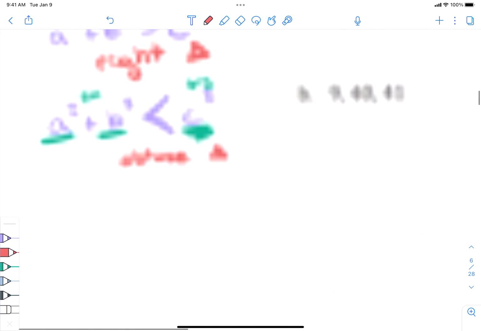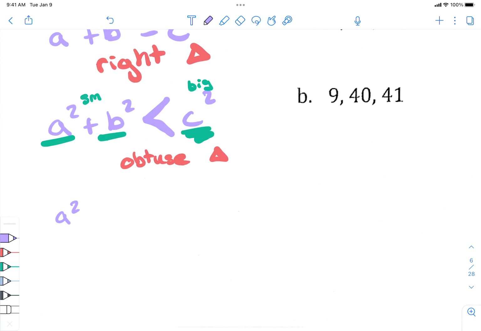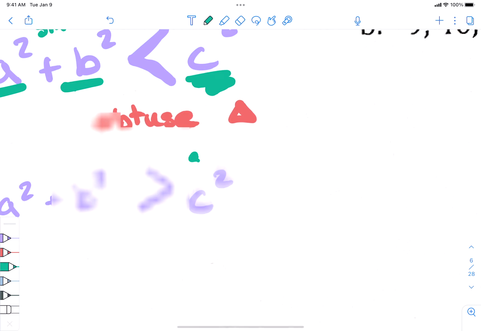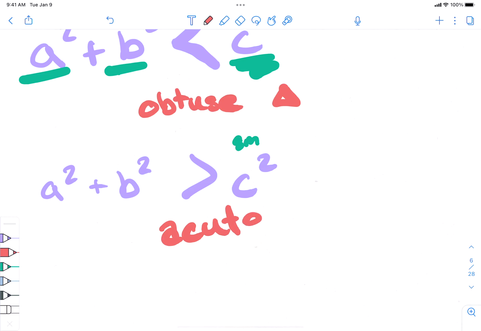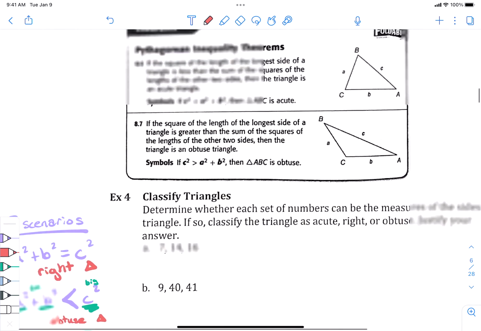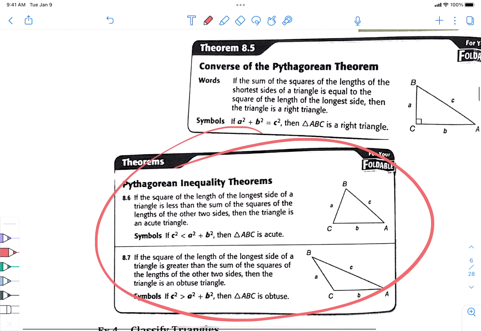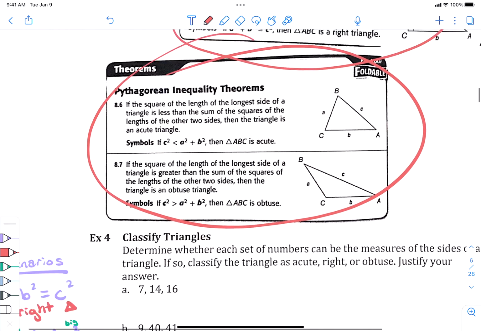Now, if it's the other way around, and a squared plus b squared is bigger than c squared, then that means my biggest side is still pretty small, right? My biggest side is still smaller than the other two. So what type of triangle do I have here? Acute. Does that make sense? Okay, so this is what all these boxes set up here. The Pythagorean theorem, inequalities, all that good stuff, okay?